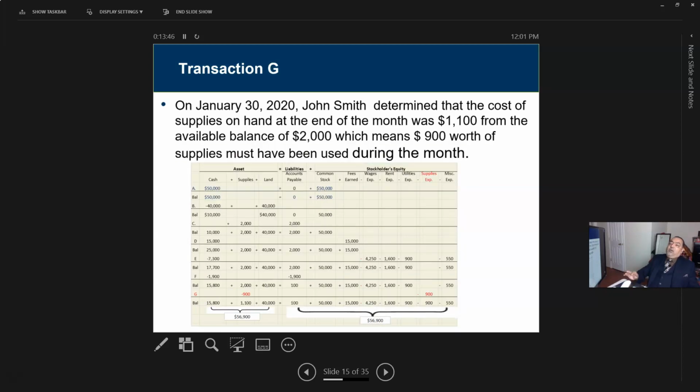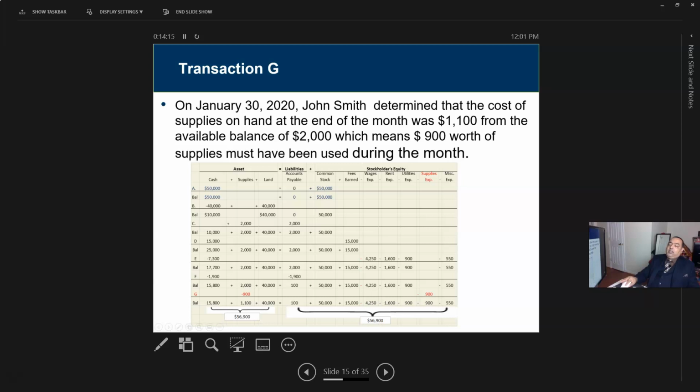All right, so now our next transaction is on January 30, 2020. John Smith determined that the cost of supplies on hand at the end of the month was 1,100. So remember, we had 2,000 worth of supplies. Now the owner has determined it is only 1,100. So what does that mean? It means 900 worth of supplies must have been used during the month.